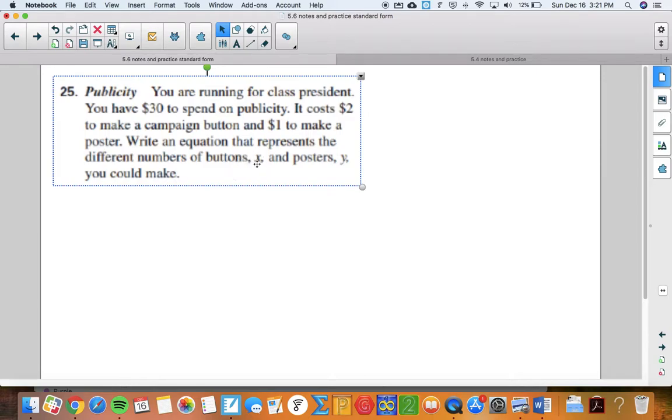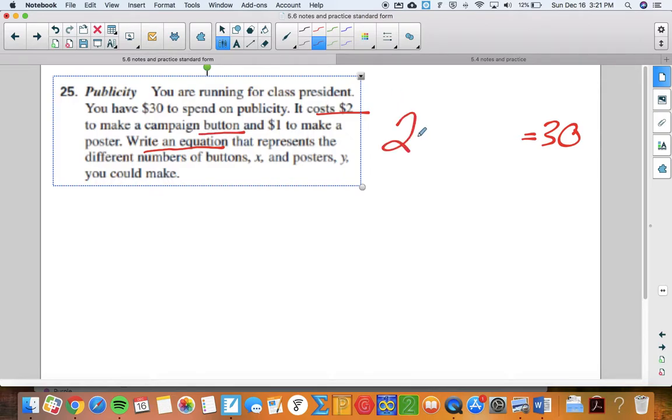So x represents the number of buttons, and y represents the number of posters we could make. And we're supposed to write an equation. And I have $30 to spend. So if I'm going to buy buttons, buttons cost $2. So it's going to cost me $2 times every button, every x that I buy.